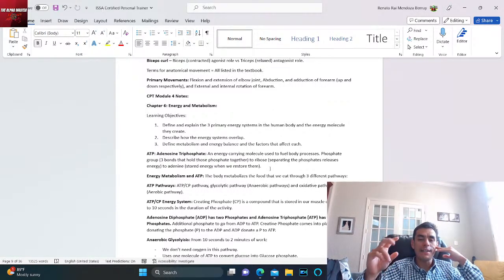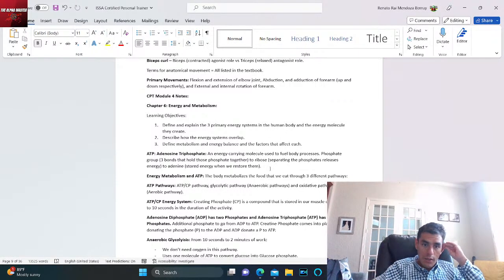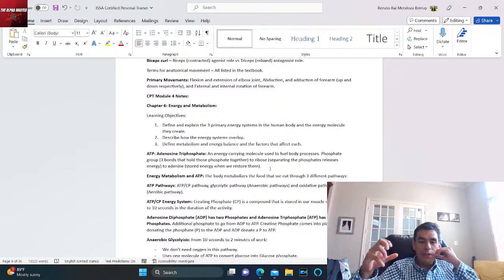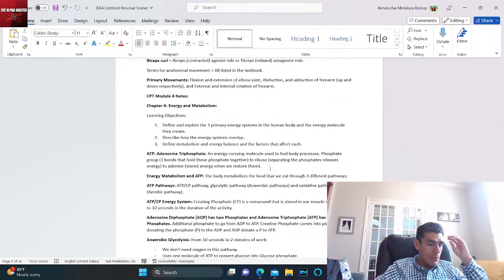Adenosine diphosphate has two phosphates, and adenosine triphosphate has three phosphates. To go from ADP to ATP, creatine phosphate comes into play by donating a phosphate to the ADP. The ADP receives a P to become ATP. So that's adenosine diphosphate to adenosine triphosphate.